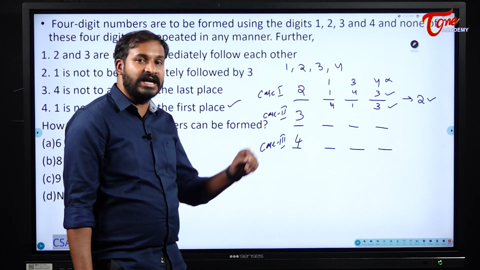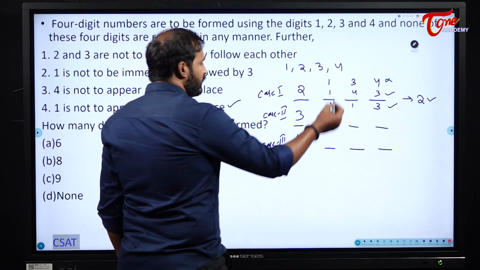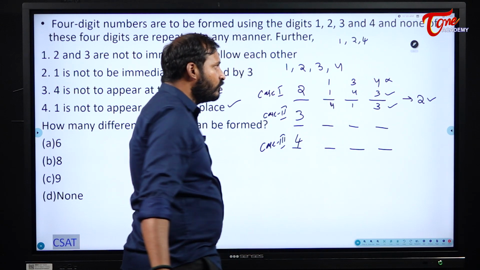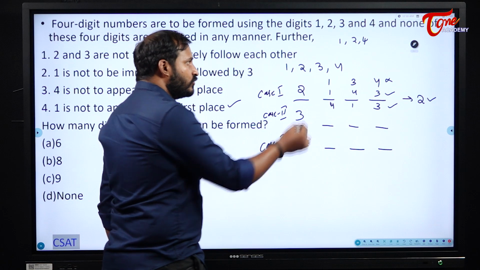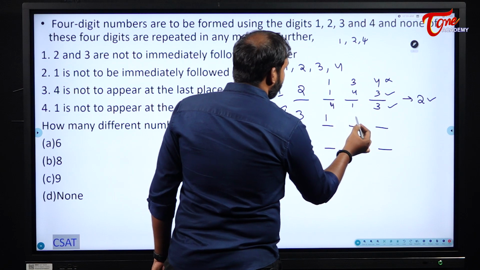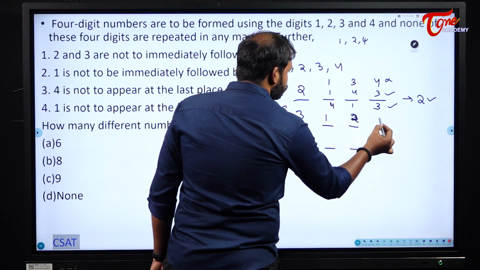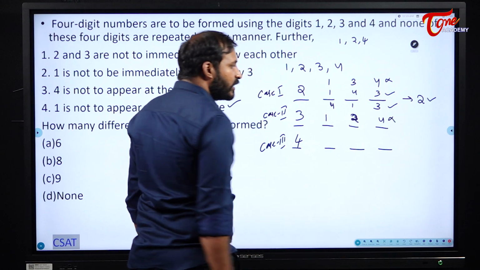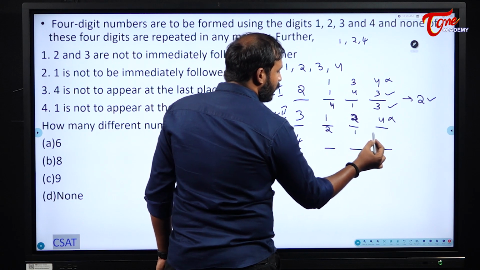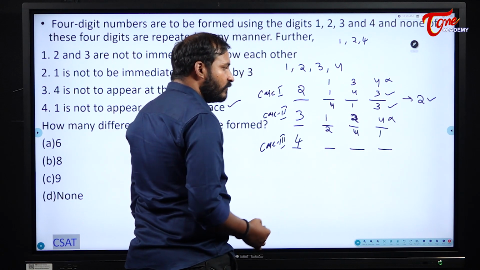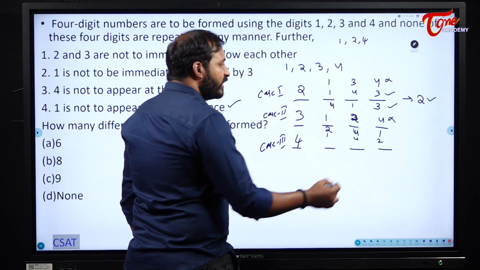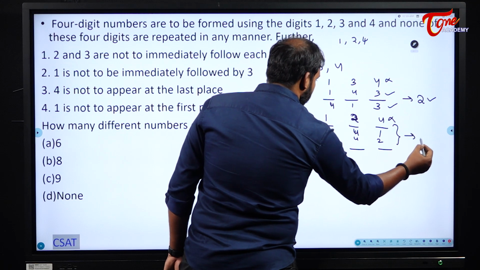Next, if the number is starting with 3, what are the digits available for me? 1, 2 and 4. So the first and foremost thing, 2 and 3 should not be followed each other. But I can write as usual 3, 1, 2, 4. This is not possible. Why? Because 4 is at the units place. I am writing it for the time being. Or else I can write 3, 2, 1, 4, or 3, 1, 4, 2. This is one possibility I have. So how many chances will I have here? 2 chances for me.